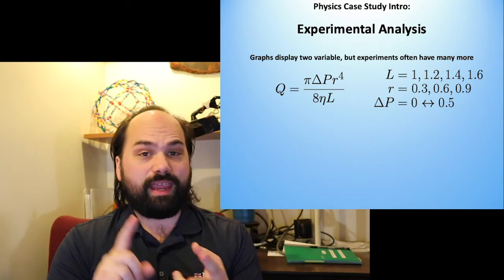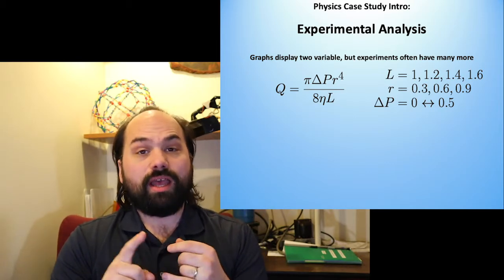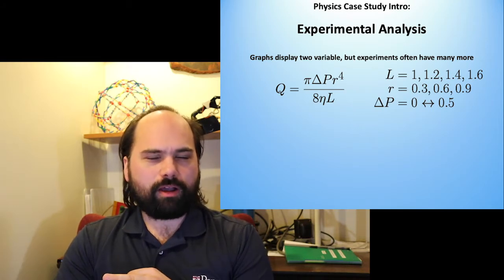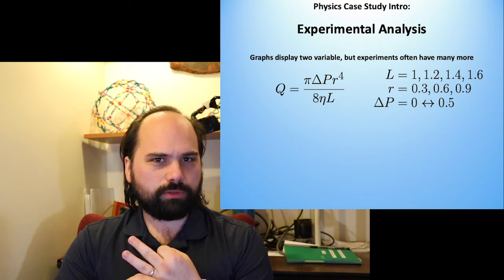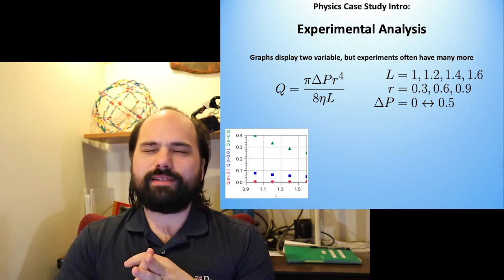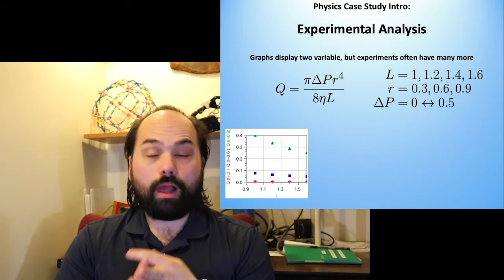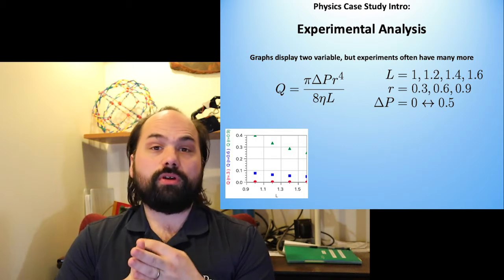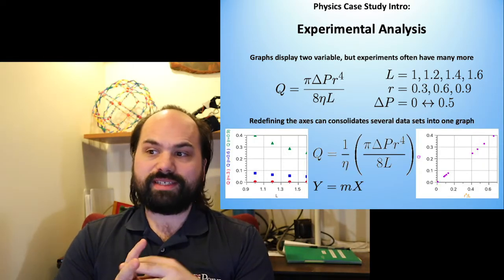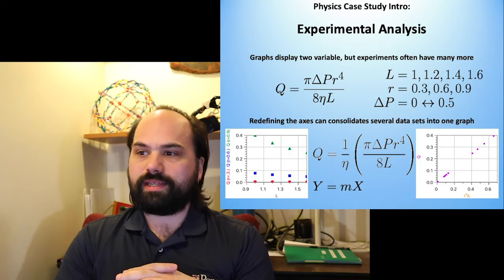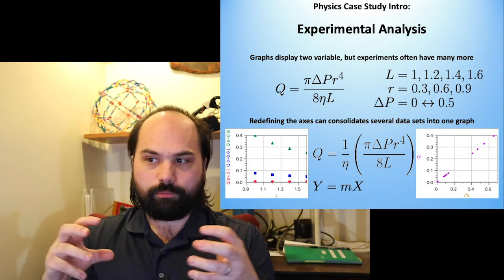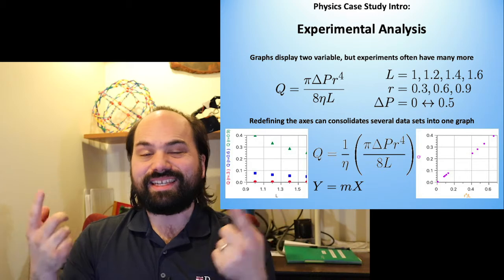The point here is that L is a variable, and R is a variable, and P is a variable in this equation. 3 variables. How do you graph 3 variables? Well, the simple way to do it is to make 3 graphs, but that's really not helpful. A much more illuminating way to do it is to combine variables. So in this example, we can take R and L and combine them together to make a single variable effectively.